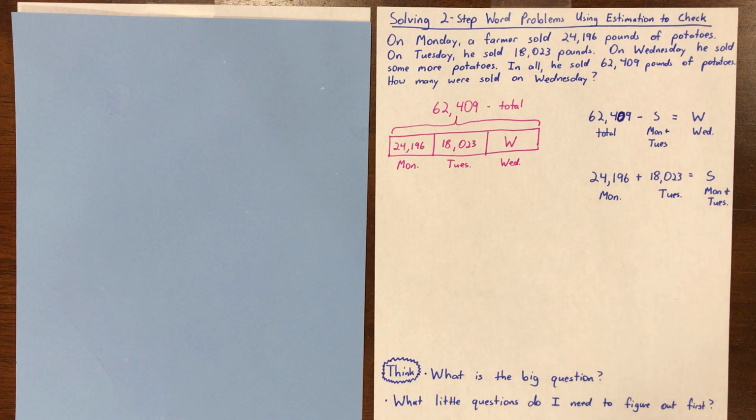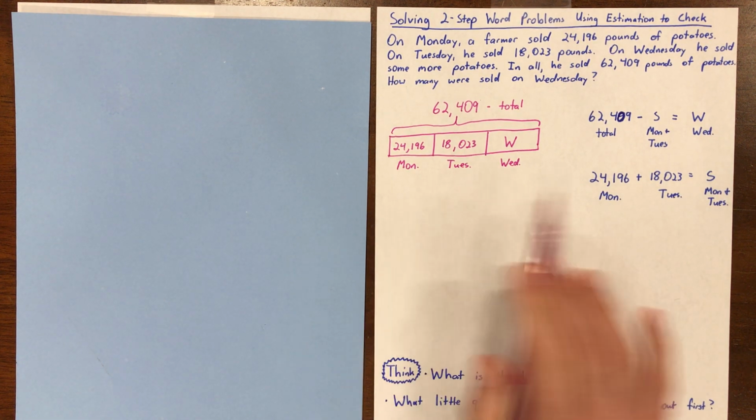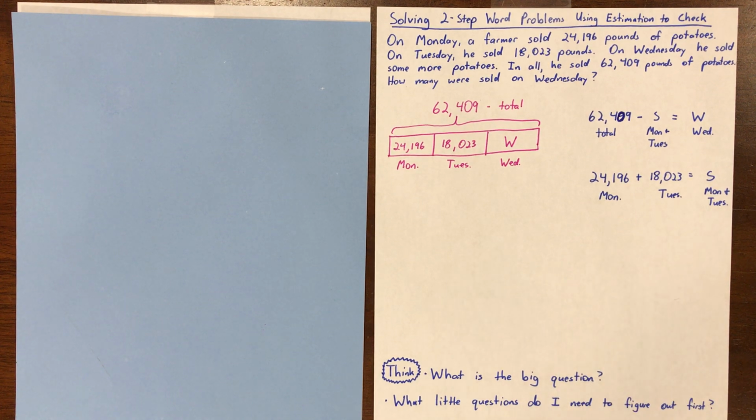Okay, so as you are solving multi-step problems today, remember you can create either one representation or two separate ones, as long as the big question and the smaller questions are represented either way you go.